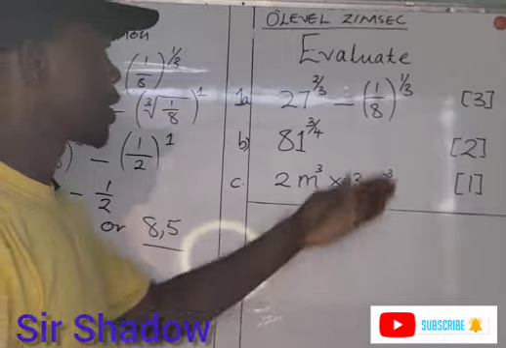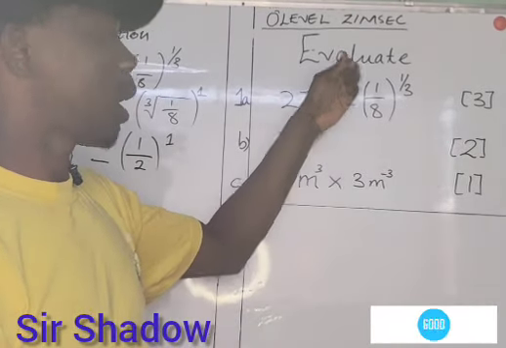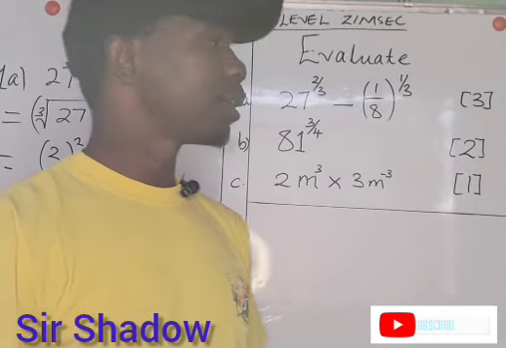So this is how to simplify the first part, applying all the laws of indices.